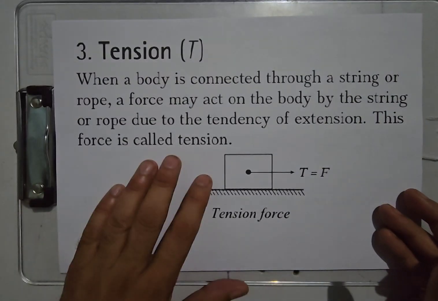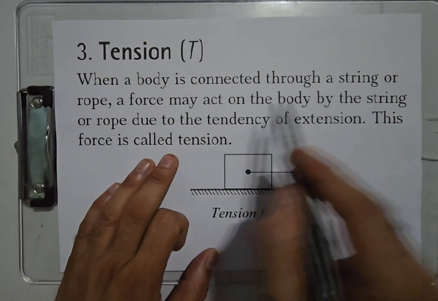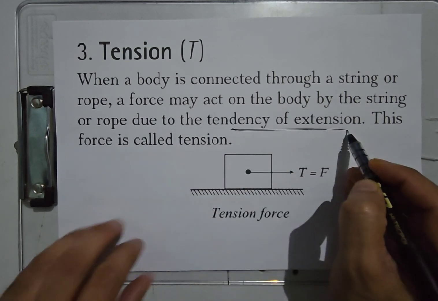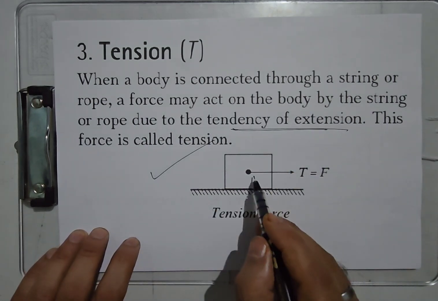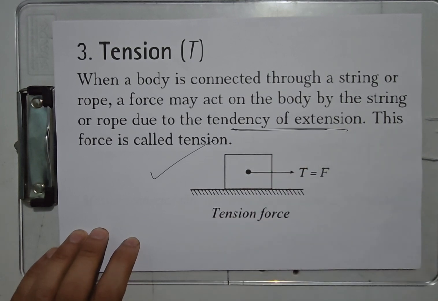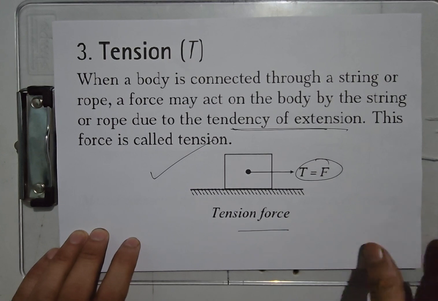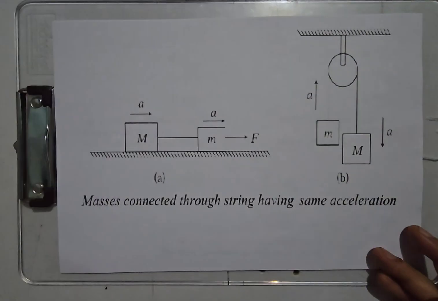Third one is tension. What is tension? When a body is connected through a string or rope, a force may act on the body by the string or rope due to the tendency of extension. This force is called tension. For example, in this case, suppose I am pulling this body with a certain force, so this creates a tension in that particular rope. So this is called tension. This is the third category of the reaction force.